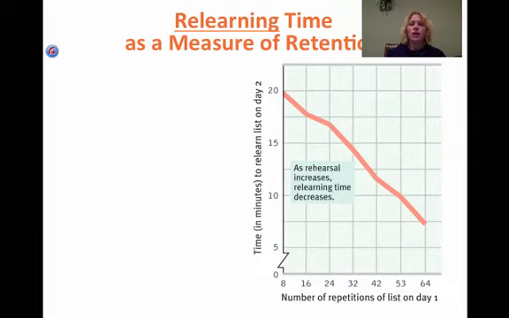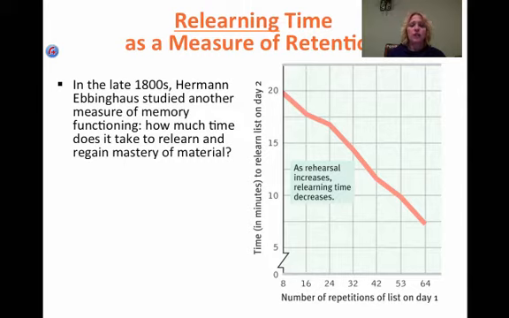Relearning time is sometimes used as a measure of retention. How well do we know something? How well have we really encoded it and stored it in our memory? It was first studied in the late 1800s by a man named Hermann Ebbinghaus, who studied another measure of memory function: how much time does it take to relearn and regain mastery of material?